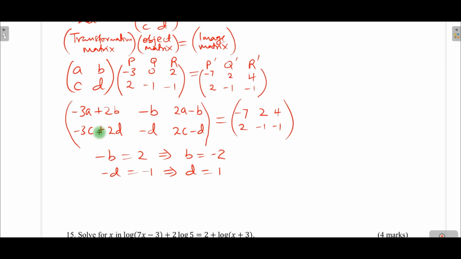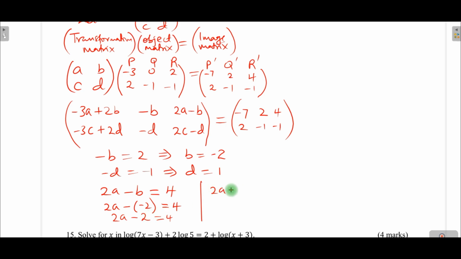Now we have the other one we can consider. I can consider 2A minus B. 2A minus B corresponds to 4. And already B is minus 2. So I have 2A minus B, which is 2A minus (minus 2), is equal to 4. Therefore, I have 2A minus 2 is equal to 4.